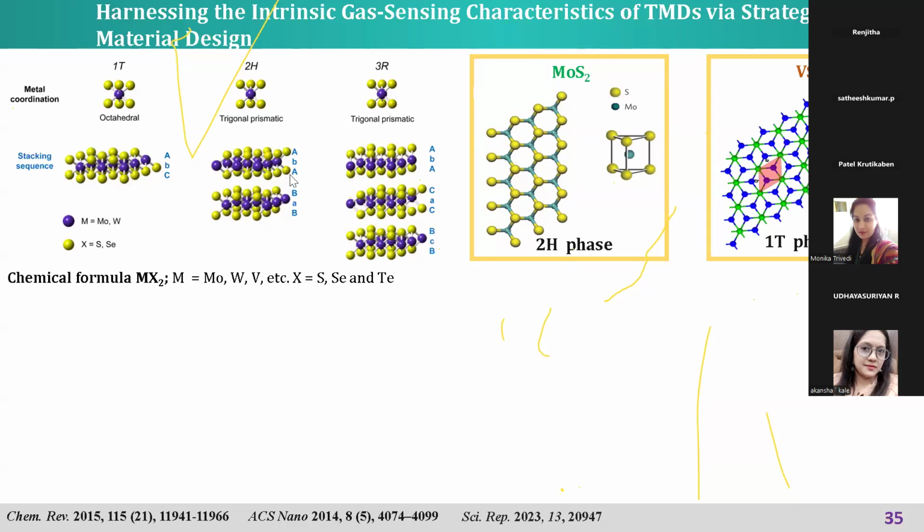If you see here, where the A atom is, the B atom is occupying here. Next, the A atom will come, just below this one. So this is the regular configuration of the 2D material. MoS2 falls in this category called the 2H phase, which is a trigonal prismatic phase. Now, what we do in this study is modify these few layers, because pure MoS2's response is not suitable for gas sensing.